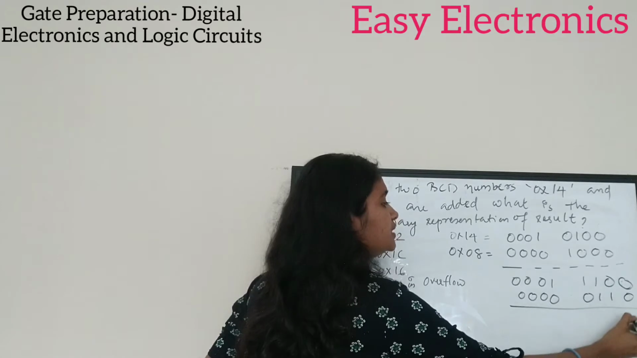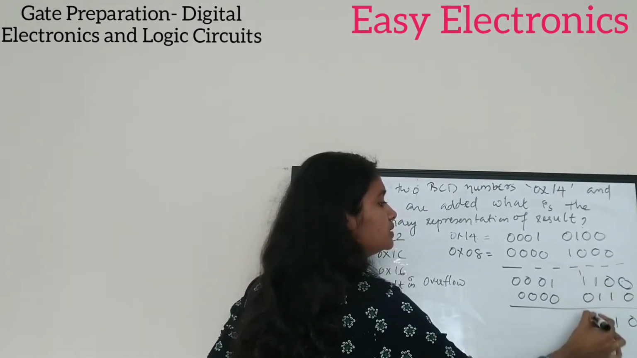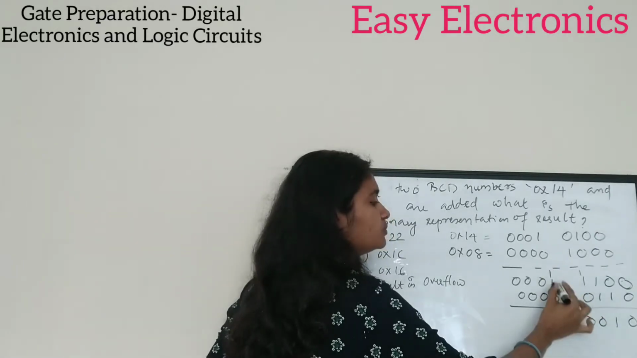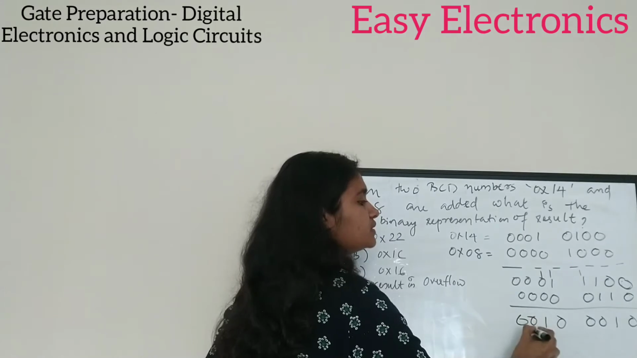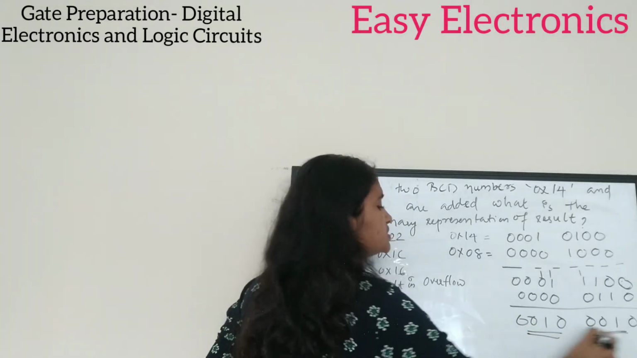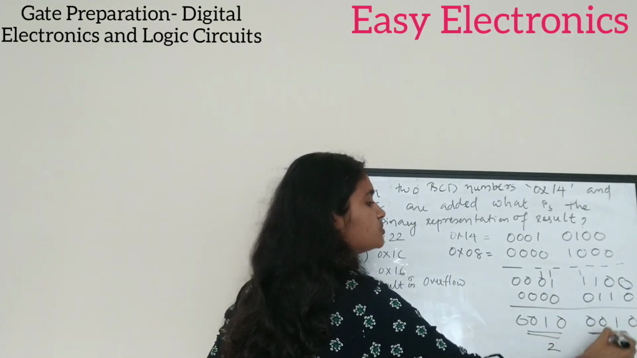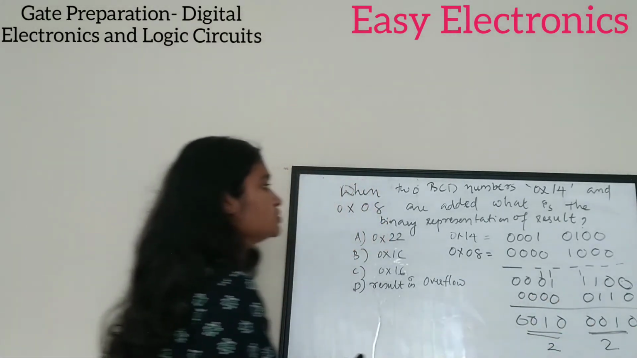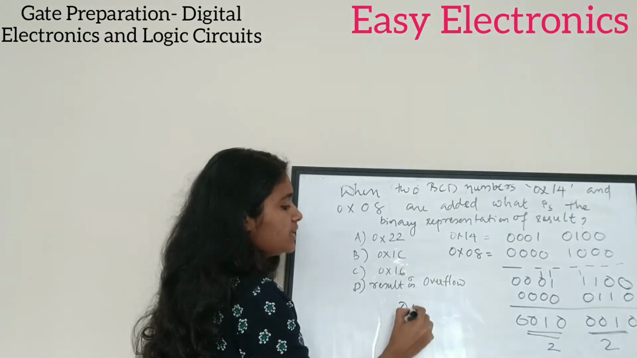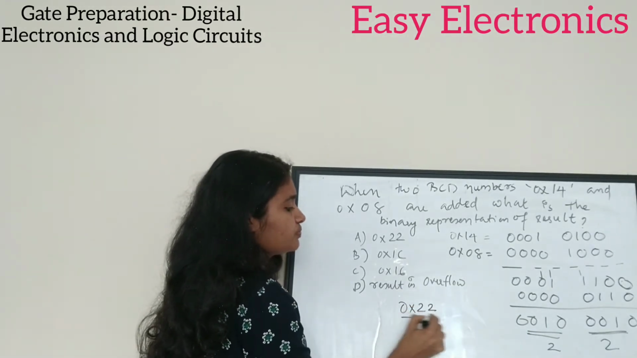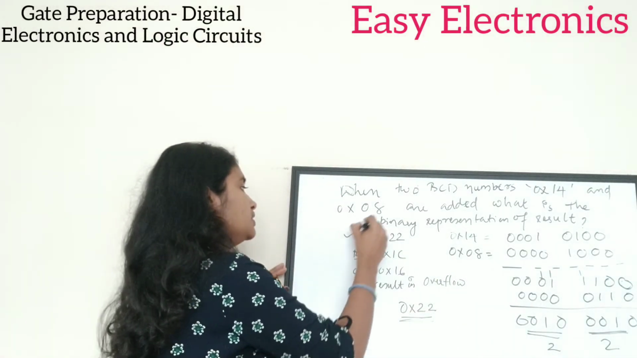And the result will be 0, 1, 1 plus 1 is 0, 1, 0, 1, 1 plus 1 is 0, 1 here. So this is your final result, which is 0010 is 2 and 0010 is 2. So the binary representation of this result is 0x22. So the option correct here is option A.